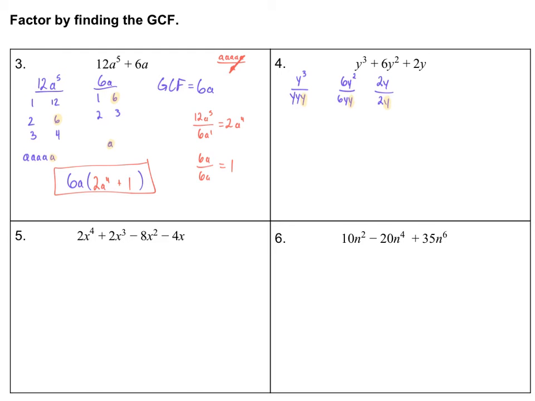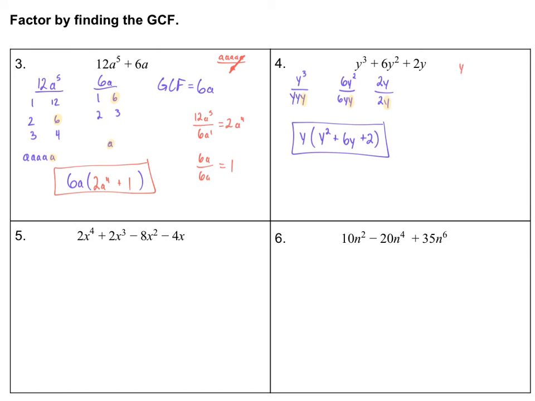So when I take out a y, I started with y cubed, but I took one of them out, so that means I was left with y squared. Now, with the 6y squared, I took out one of the y's, so drop that by 1 gives me 6y, or 6y to the first power. Then with the 2y, you can imagine take the y out or divide by y, you're left with just the 2. So there's our fully factored form.